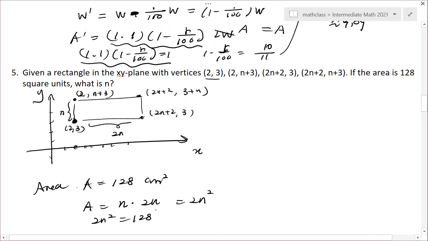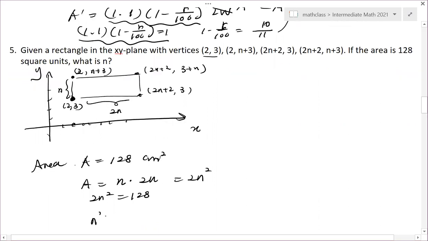Now, how do you solve for n squared? How do you solve for n? So n squared equals 128 divided by 2, which is 64. I think n should be equal to 8. 8 squared is 64. So, with the unit, n equals 8.